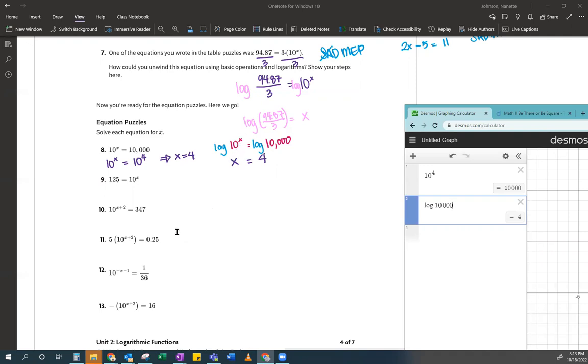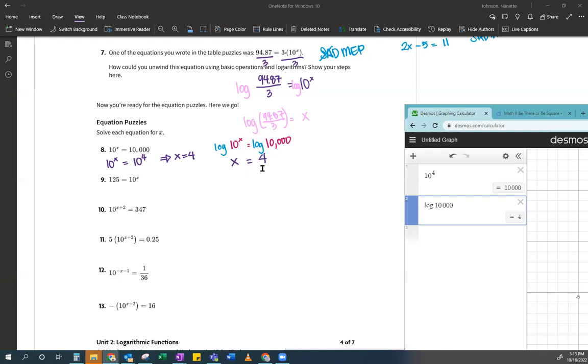Okay, sounds good. Okay, so the next problem we're going to do is number 10. So this one says 10 to the x plus 2 equals 347. Now I can't do this method with this one because 347 is not a power of 10. So here's another method. You could rewrite this into log form. I'm going to show you that one since I just showed you that one.